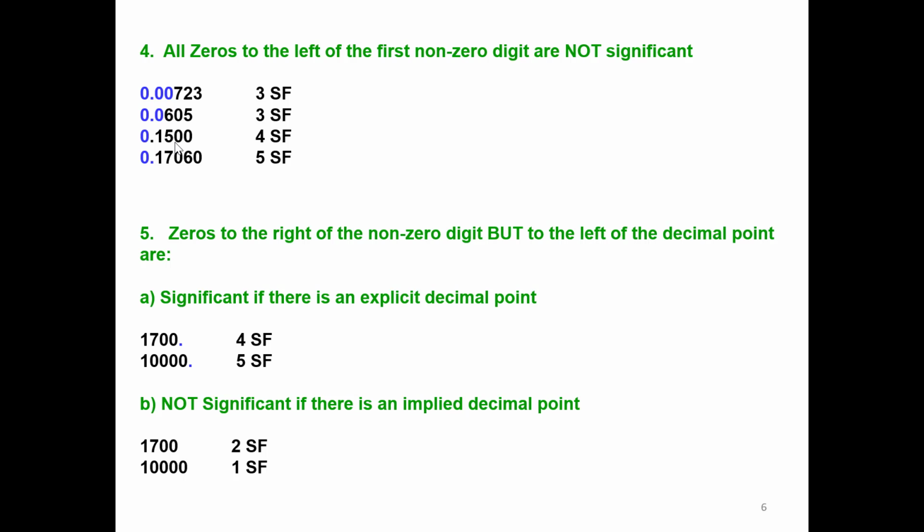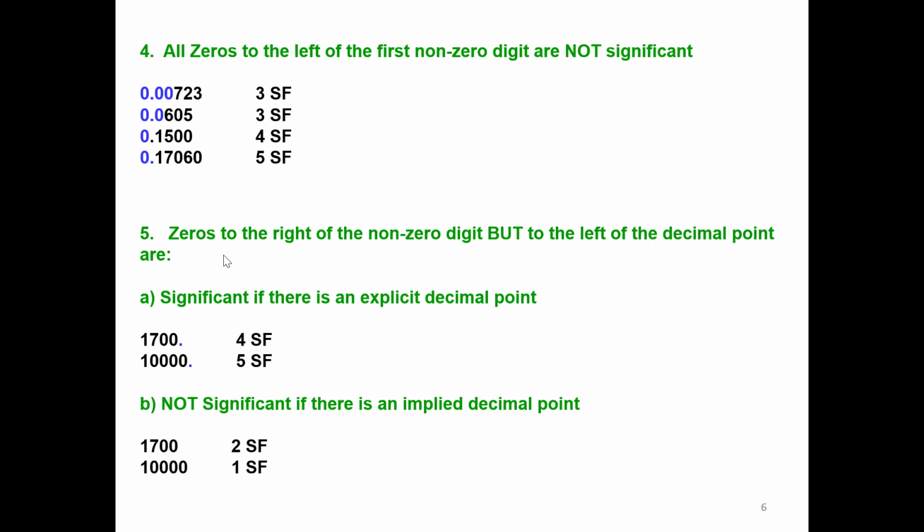Then in this case, we had 1, 2, 3, 4 significant digits. In this case, these two zeros also are significant, because this 0 here is between 7 and 6. And this is to the right of the decimal, or is to the right of the non-zero digit. Then we had 1, 2, 3, 4, 5 significant digits.